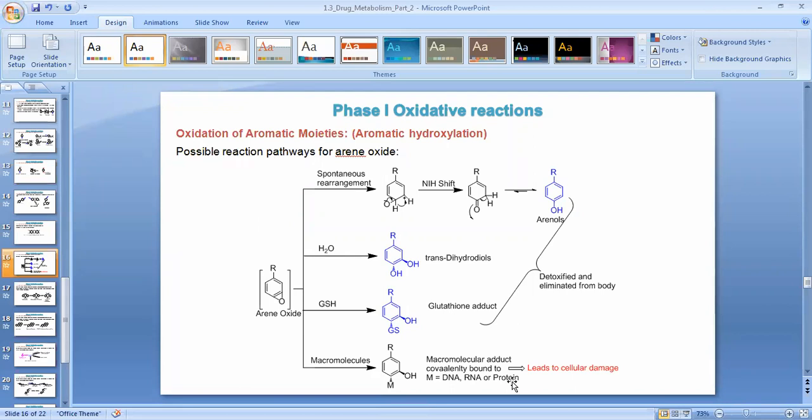We have seen that drug molecules bind to protein molecules, so they are easily distributed, but unable to be excreted. It is deposited in our body. So this procedure leads to cellular damage. So these are the various types of aromatic hydroxylation steps when it is exposed to different types of products or different types of enzymes, and they may carry out the metabolic reactions.